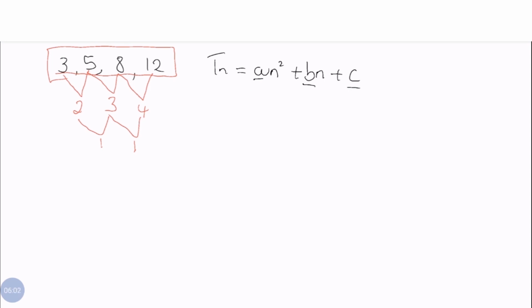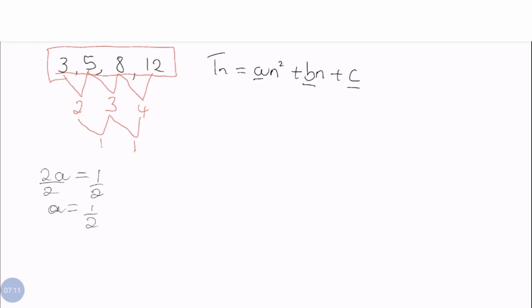Let us first use the equation that will help us get a. This equation is 2a is equal to the common difference, which is the second difference. Our common difference is actually 1. Then we have to solve for a. We divide by 2 here and divide by 2 here, which means our a is actually 1 over 2. So now we know the a.